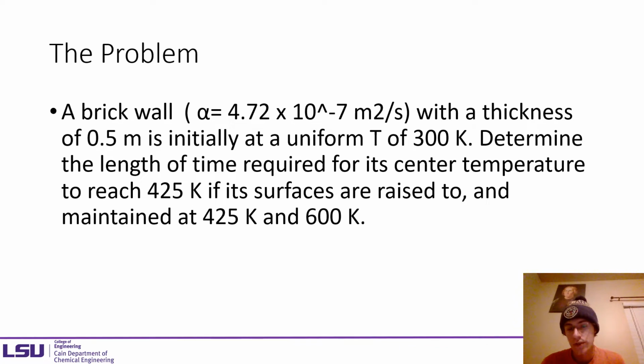So the problem that we were assigned for this assignment is a brick wall with thermal diffusivity of 4.72 times 10 to the negative 7 meters squared per second with a thickness of 0.5 meters, initially at a uniform temperature of 300 degrees Kelvin. We are asked to determine the length of time required for its center temperature to reach 425 Kelvin if its surfaces are raised to and maintained at 425 and 600 Kelvin.